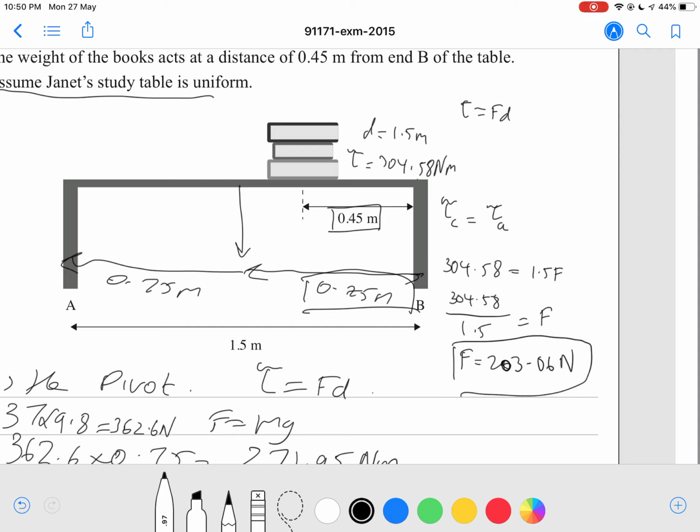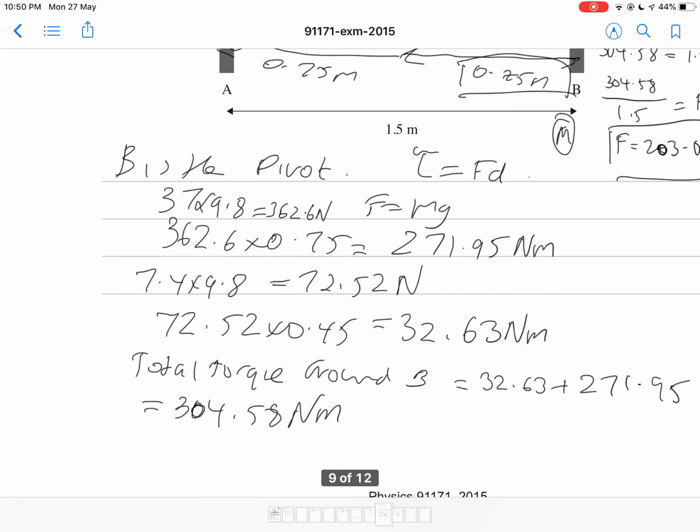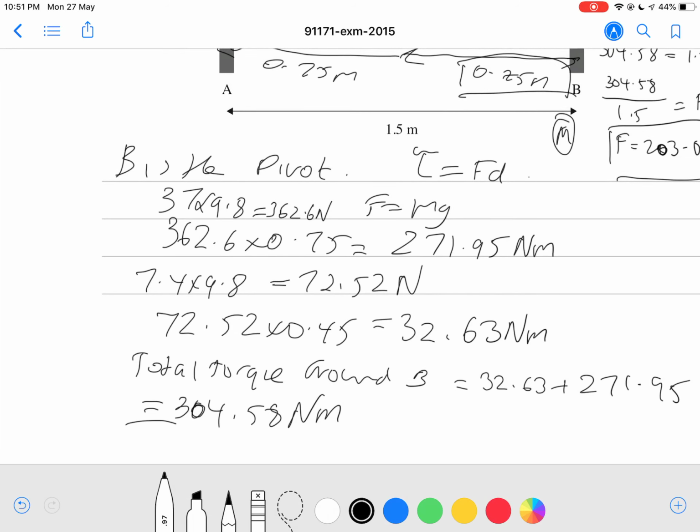Getting all the way up to 203.06 newtons will get you an excellence grade. To get a merit grade, you're making one minor mistake. For example, if you found the support force of B instead of A, you'll get a merit grade. And for achieved, you're looking at the total amount of torque calculated correctly. So finding the 304.58 Newton meters will get you an achieved.